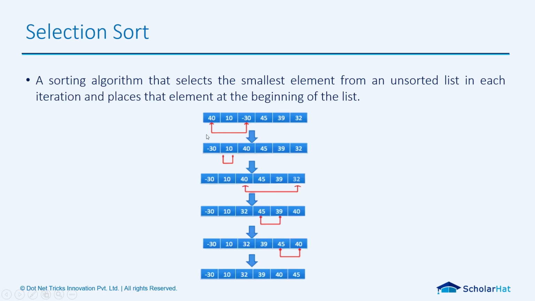The complexity is going to be O of n squared, because we're going to use two for loops for this. So let's jump to VS Code and try to implement this.